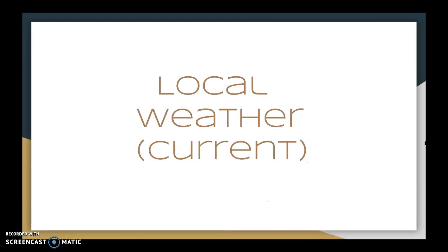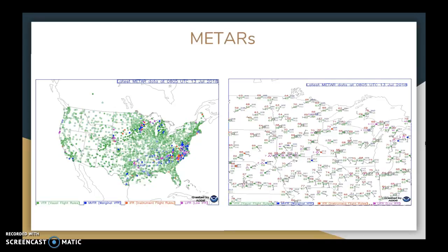Current local weather. These are METARs. On the left is the whole U.S. The areas of green are VFR weather, blue is moderate VFR, red is IFR, and pink is low VFR. On the right, it's zoomed in so we can read one of these METARs. The Grand Forks METAR reads a temperature of 62 degrees Celsius and a dew point temperature of 61 degrees Celsius, with the winds out of the west at 5 knots.